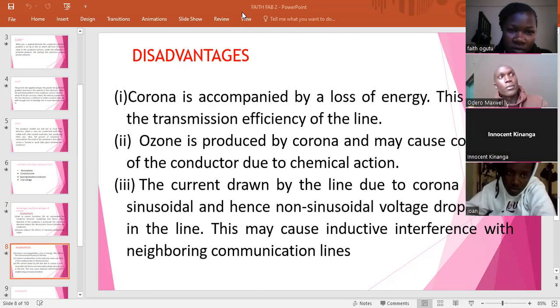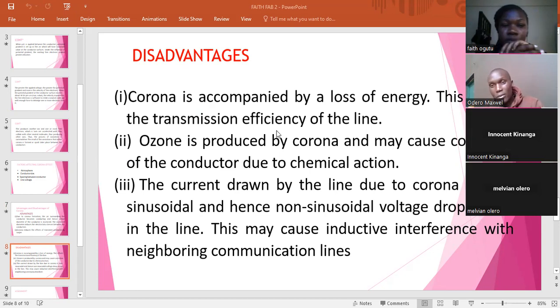Now, can somebody let me check who is going to read for us? Melvia Olero, can you read for us the disadvantages of corona? One disadvantage is that corona is accompanied by a loss of energy. This reduces the transmission efficiency of the line. So it reduces the energy being transferred from one point to another.